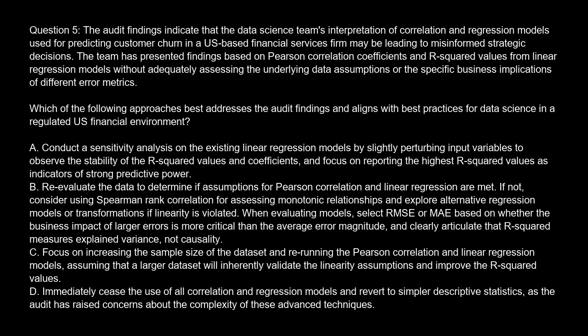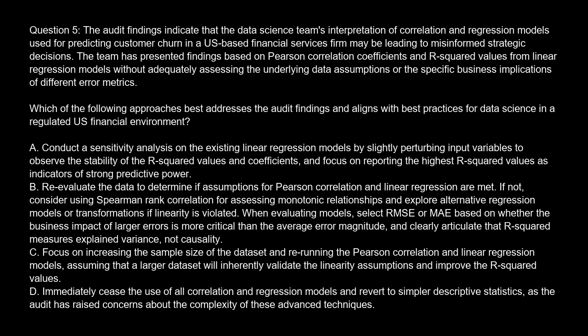Option B. Reevaluate the data to determine if assumptions for Pearson correlation and linear regression are met. If not, consider using Spearman rank correlation for assessing monotonic relationships and explore alternative regression models or transformations if linearity is violated. When evaluating models, select RMSE or MAE based on whether the business impact of larger errors is more critical than the average error magnitude, and clearly articulate that R-squared measures explained variance, not causality.